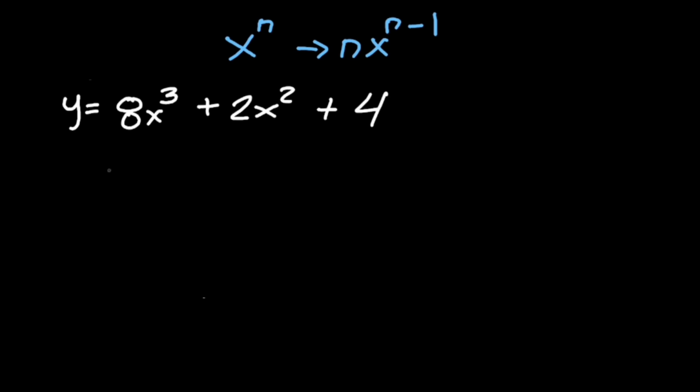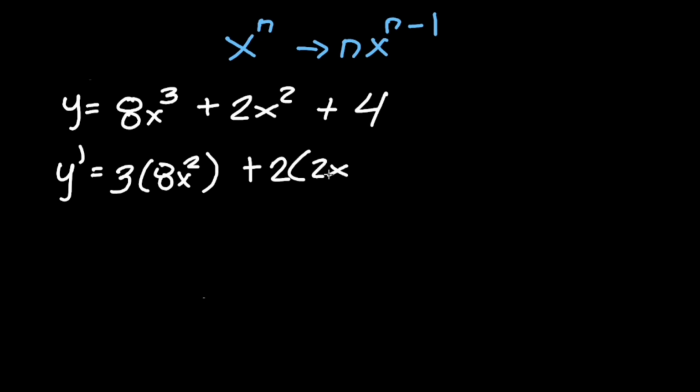Let's try to solve this step by step so that you will know the process. Derivative of 8x cubed. You will bring down 3, multiply this by 8x raised to the power of 3 minus 1, which is 2, plus 2x squared. Bring down 2 and multiply it by 2x, and 2 minus 1 will be 1, no need to put it, plus 0 because it is only a constant. Now simplifying this, 3 multiplied by 8x squared will be 24x squared plus 4x.